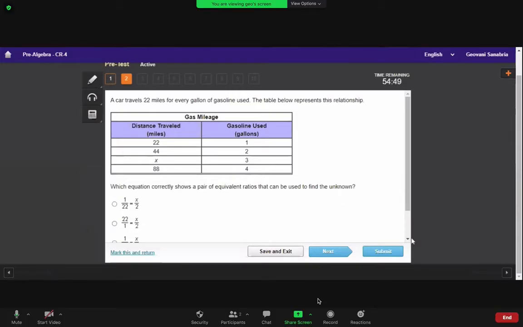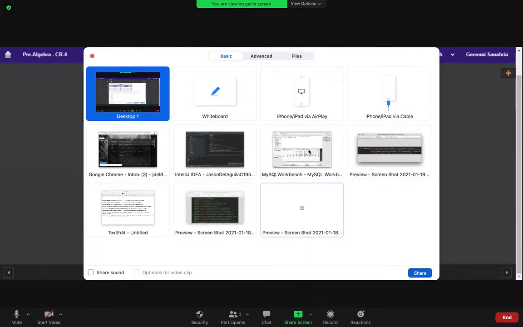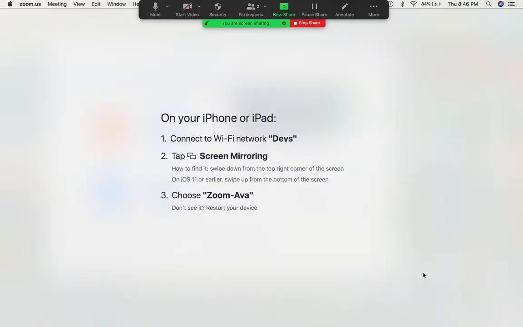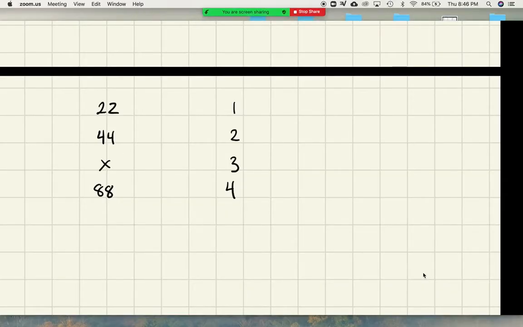All right. Can I show something? Yeah. So the unit rate was 22 miles for every 1 gallon of gas. It didn't say 1 gallon, but it said every gallon of gas, and it just means every 1 gallon. That would be the unit rate, 22 over 1. So if you did this number over this, you get the unit rate.